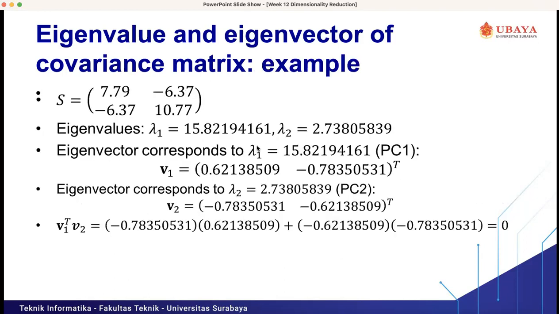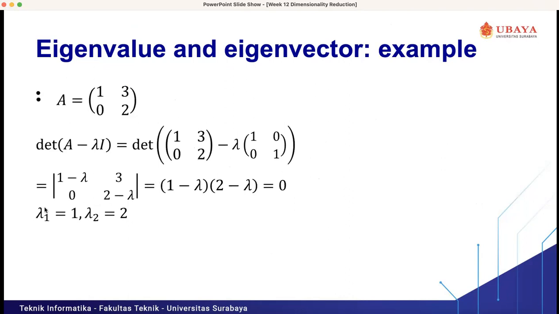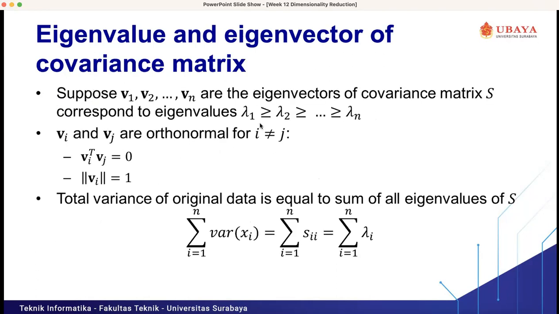In this example, we have two eigenvalues, lambda 1 and lambda 2. So lambda 2 will become lambda 1 and lambda 1 will become lambda 2, because lambda 2 is greater than lambda 1. So we need to sort the lambda values first. Then after that, we can create the eigenvectors. So V1 corresponds to lambda 1, V2 corresponds to lambda 2, and Vn corresponds to lambda n, where lambda 1, lambda 2, until lambda n are in descending order.